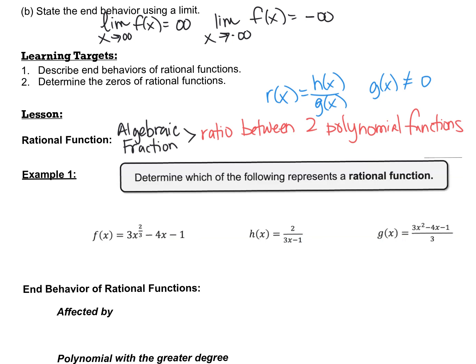What would happen if that bottom function was 0? It would be undefined, okay? Or your paper would explode, all right? One of the two. I'm not willing to risk it, to be honest with you.